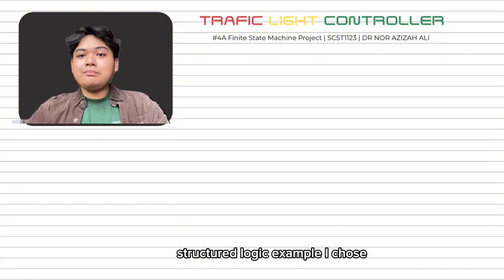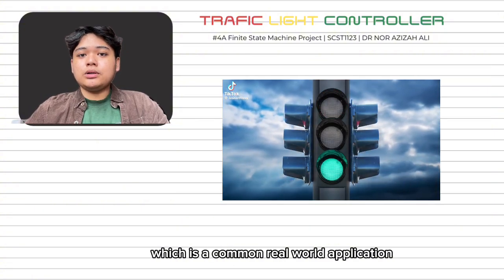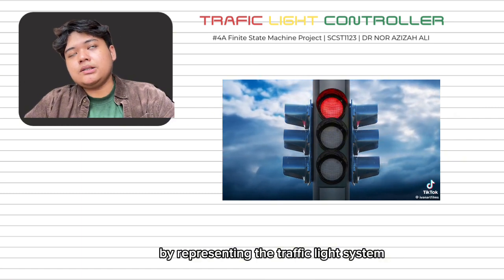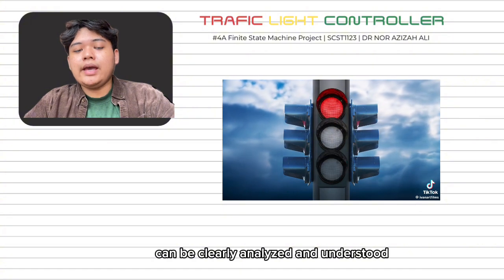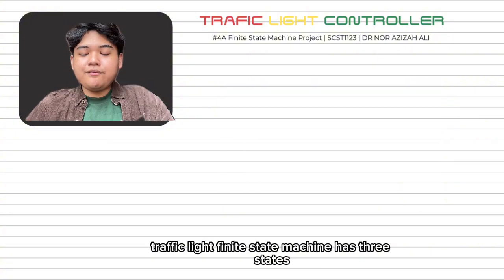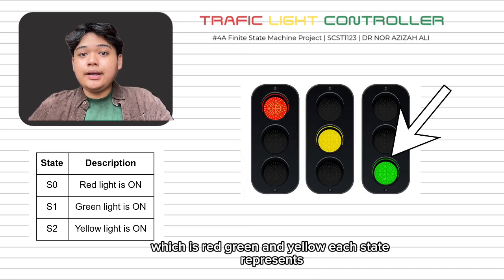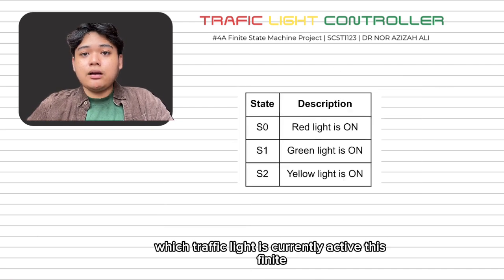structured logic. The example I chose is a traffic light controller, which is a common real-world application of a finite state machine. By representing the traffic light system using states and transitions, the operation of the system can be clearly analyzed and understood. The traffic light finite state machine has three states, which are red, green, and yellow. Each state represents which traffic light is currently active.